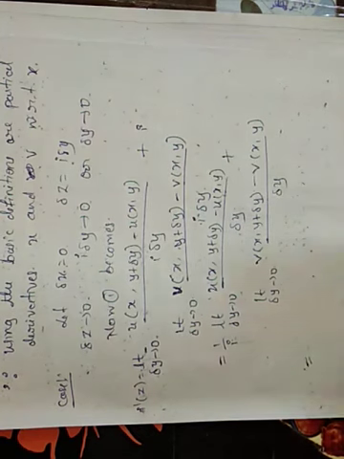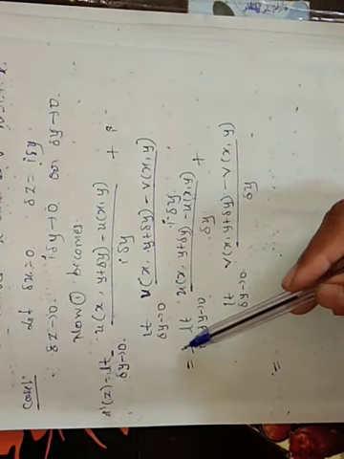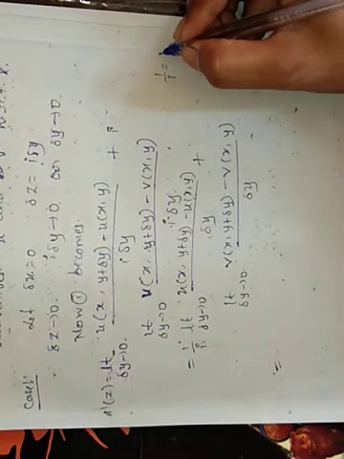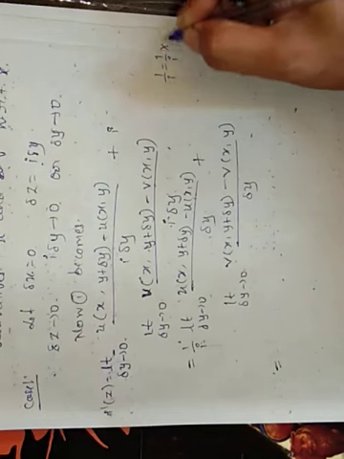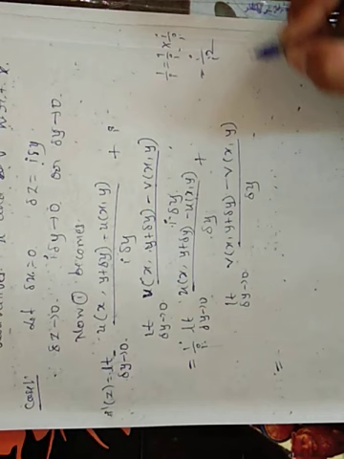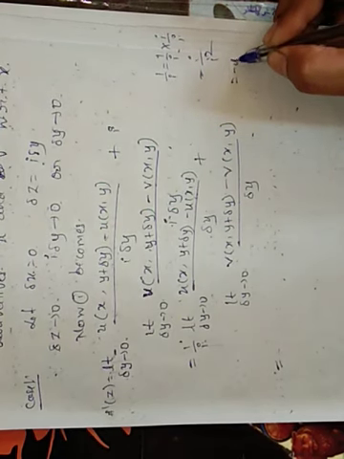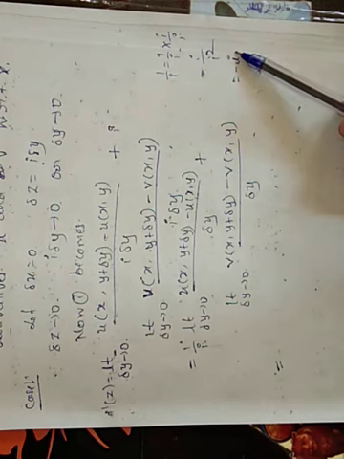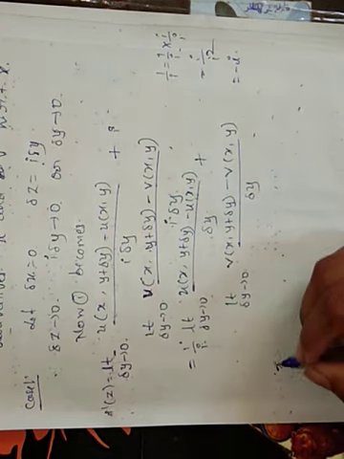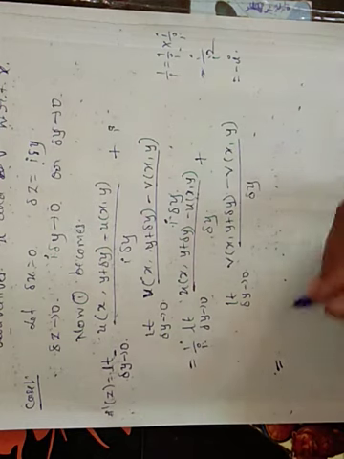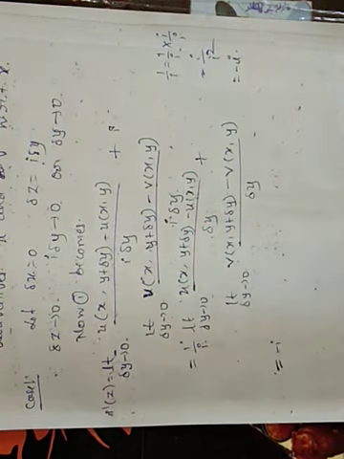Now in complex numbers we already know the simplification of 1 by I. 1 by I, multiply both numerator and denominator by I, divided by I into I, which is I square, which is minus 1, so that is equal to minus I. That is the simplification we studied in previous sessions, the basic thing of complex numbers. So 1 by I equals minus I.